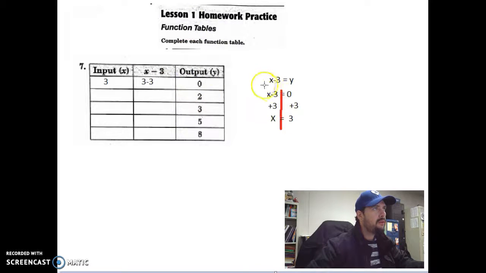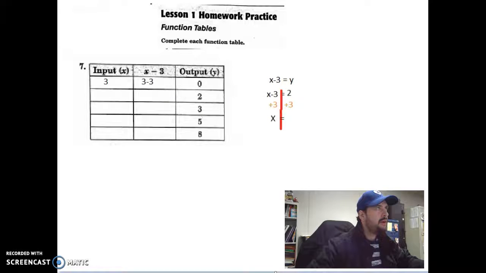So let's do the same thing. Instead of x minus 3 equals y, I'm going to say x minus 3 equals, this time it's going to be 2, right? Because that's our next number, which is right here, 2. So x minus 3 equals 2. How am I going to get rid of my x? I'm just going to add 3 to this side. Let me put that in orange so you guys see what I'm doing. And I'm also going to add 3 to this side.